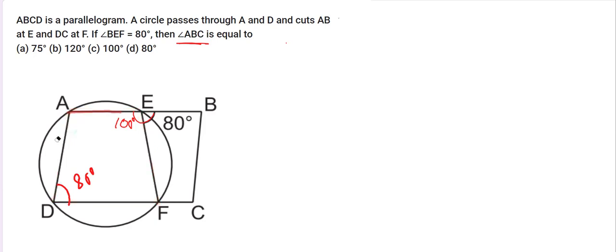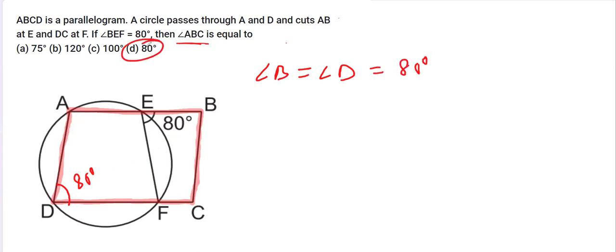Now consider the other information which is given in the question. We have ABCD given as a parallelogram. This figure ABCD is a parallelogram, and opposite angles of a parallelogram are equal. Do we know that opposite angles of a parallelogram are equal? So I can say that angle B will be equal to angle D, and D being 80, B will also be 80 degrees.